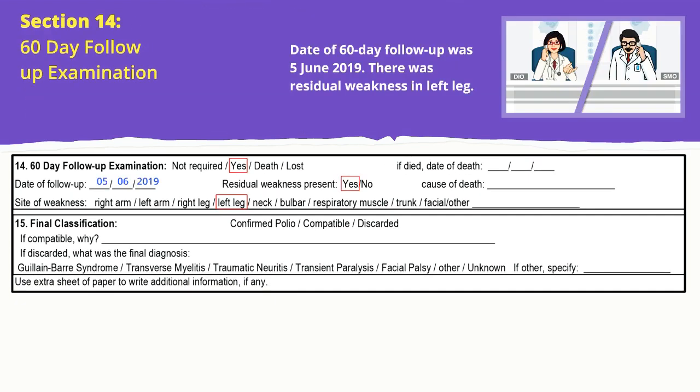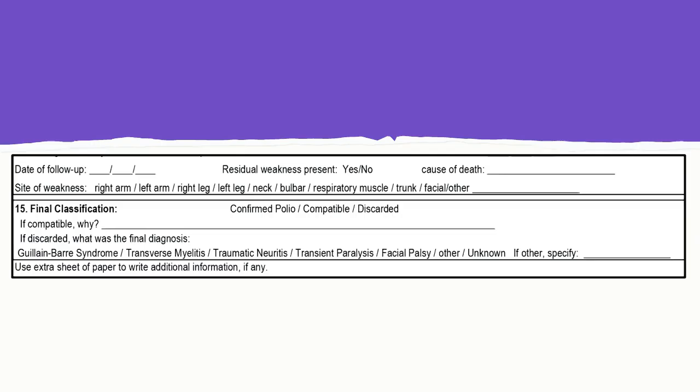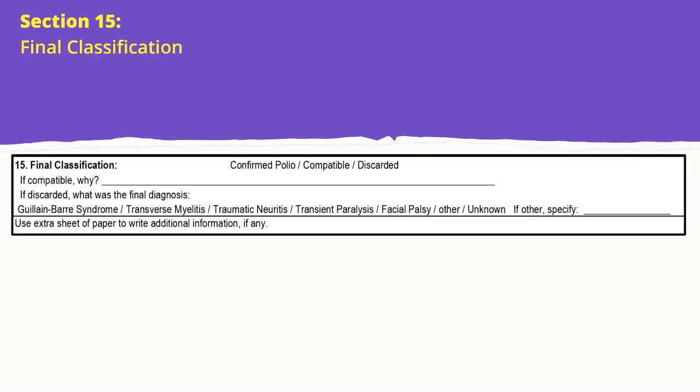DIO or SMO or nodal officer should conduct the 60-day follow-up examination for inadequate cases and poliovirus cases to see whether residual weakness is present or not. This is an inadequate case as sample was collected after 14 days of onset of paralysis. Final classification is the last section of the CIF.